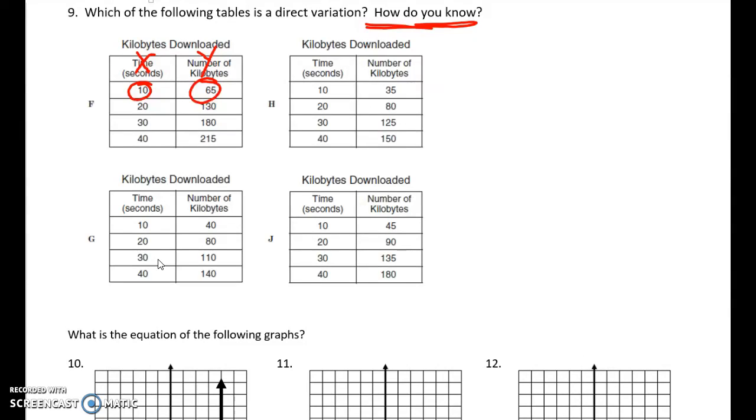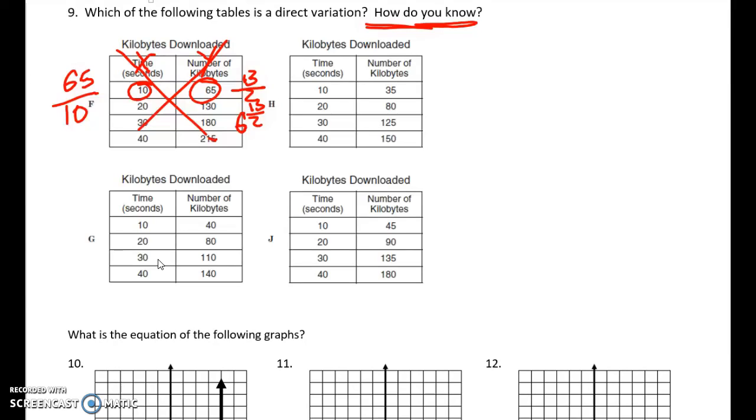65 over 10 reduces to 13 over 2. Check the next one. 130 over 20 reduces to 13 over 2. 180 over 30 reduces to 6. That is not the same. That is not a direct variation.